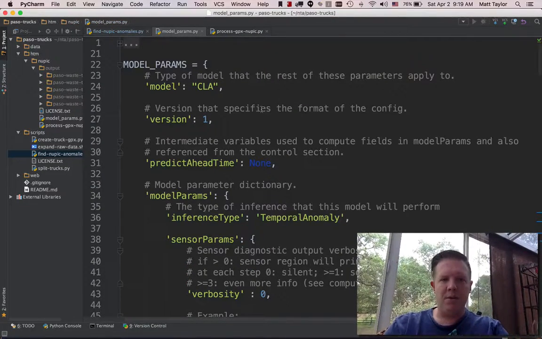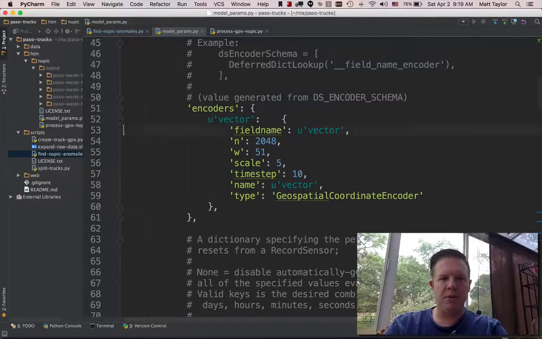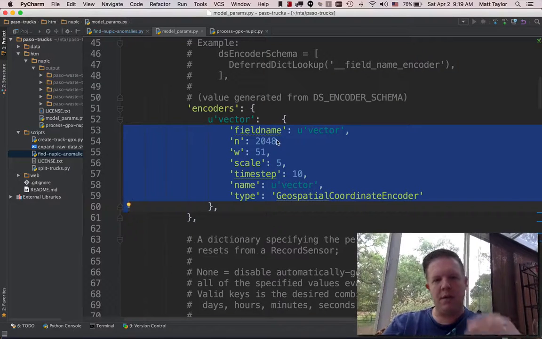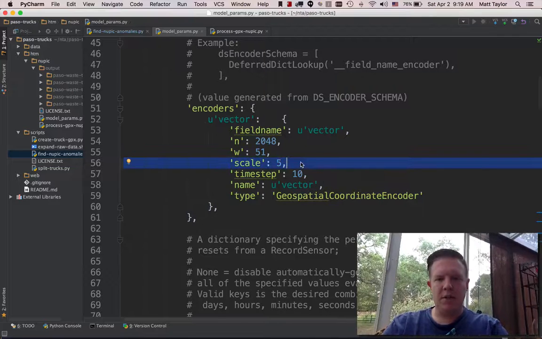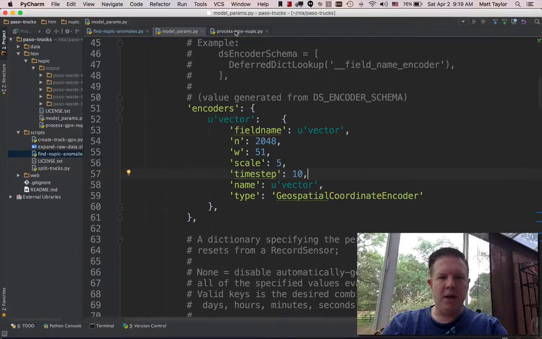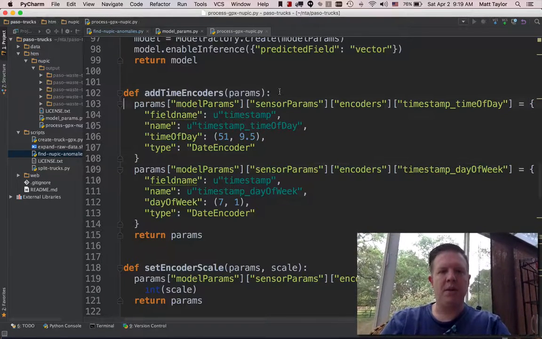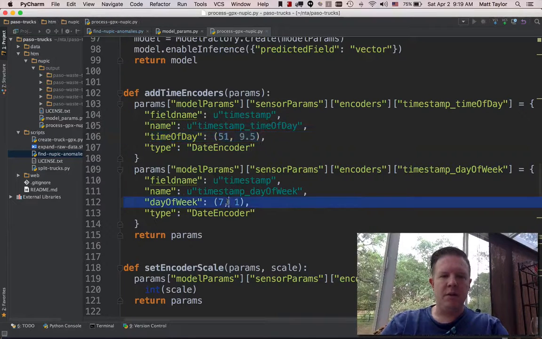So here are the model params that I'm using. Here's the encoder for the geospatial coordinate encoder: N of 2048, W 51, scale 5, which I believe is meters. Time step is 10. I can easily change this and experiment with other values. I'm also adding time encoders programmatically, a time of day encoder and a day of week encoder. So those also get added to the model params before they're executed through NuPIC.